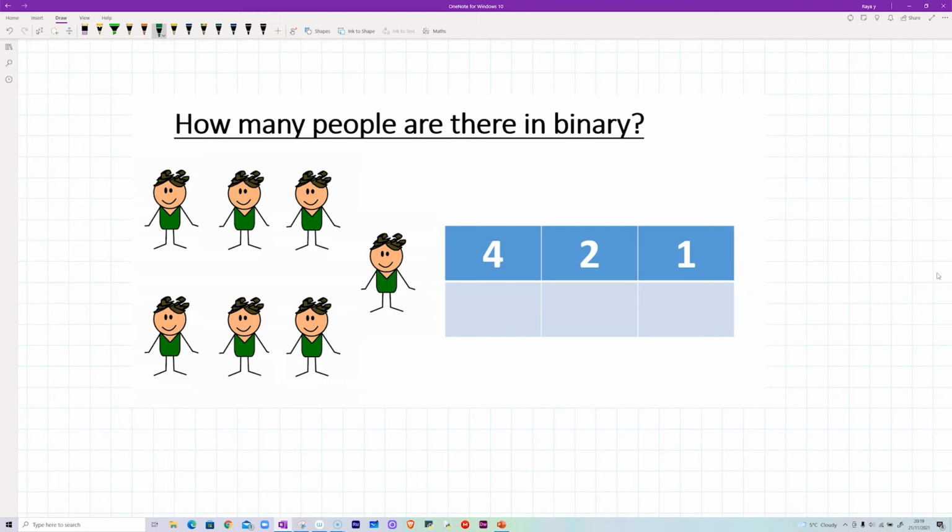Right then, so how many 4s can you fit into 7? Well, 1, 2, 3, 4. There's 1. So now I've got 3 people left. How many 2s can you fit into 3? Well, I can use that one and that one. There's 1. And then how many 1s can you fit into 1? So that's 1. 111 people there are in binary.